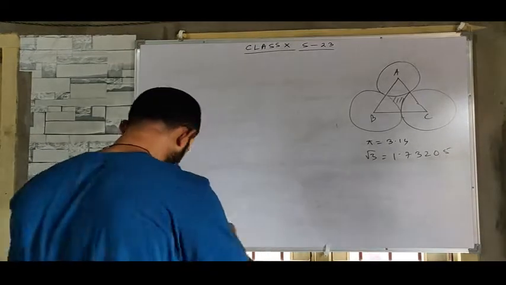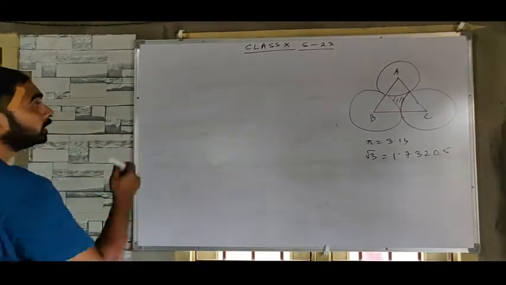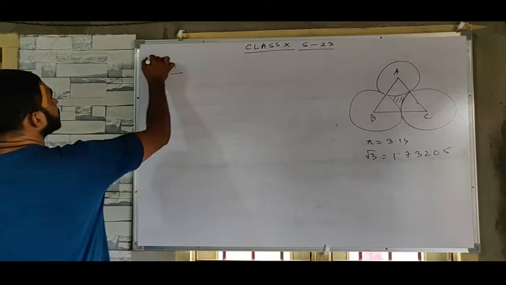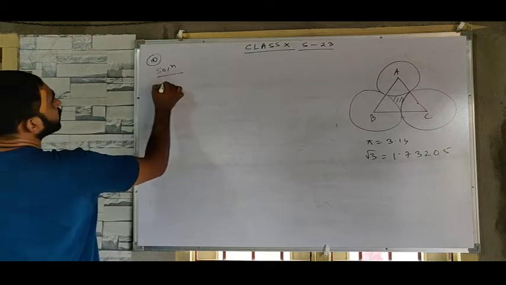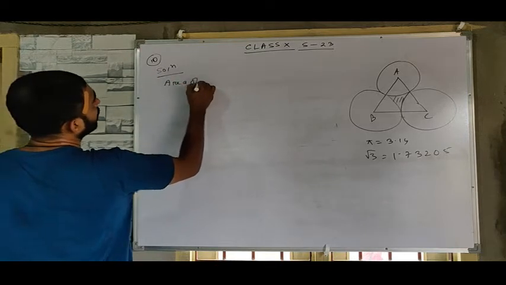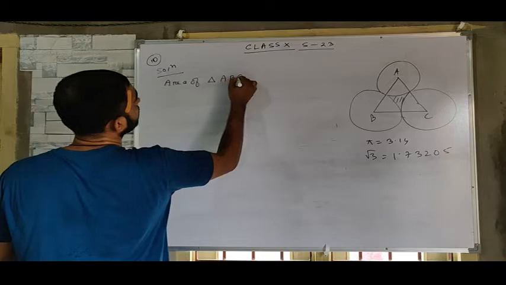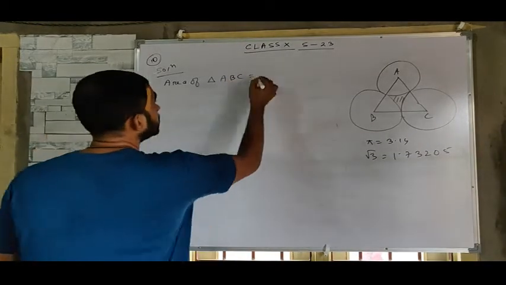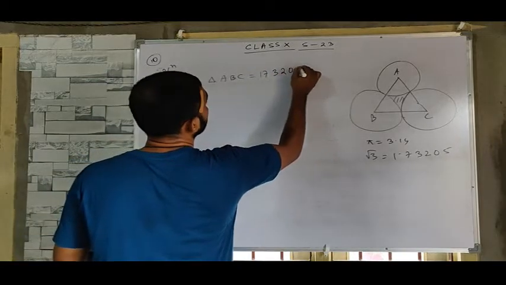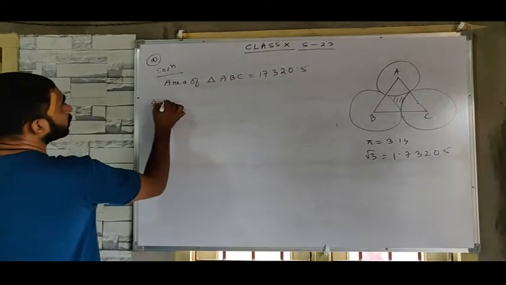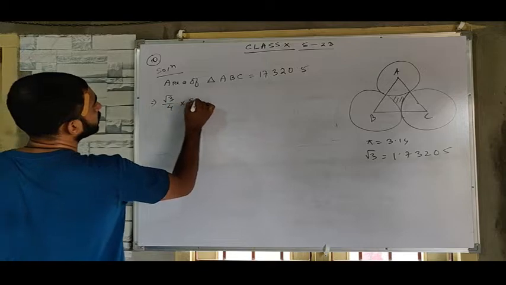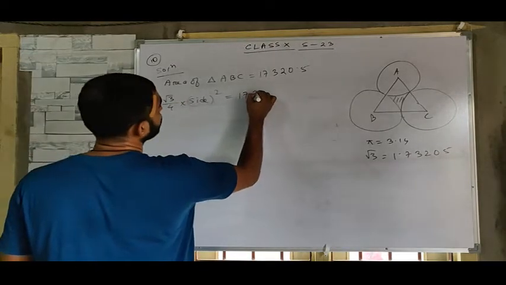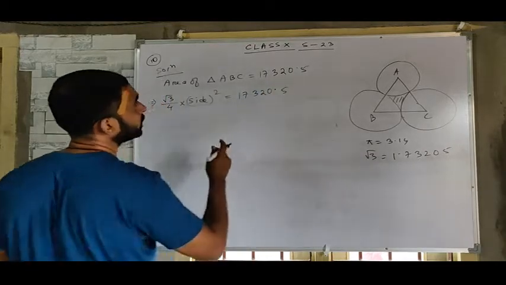So here, what is given? Solution. Question number 11.10. Given the area of triangle ABC is equal to 1730.5. Now the formula is root 3 by 4 into side square equal to 1730.5.